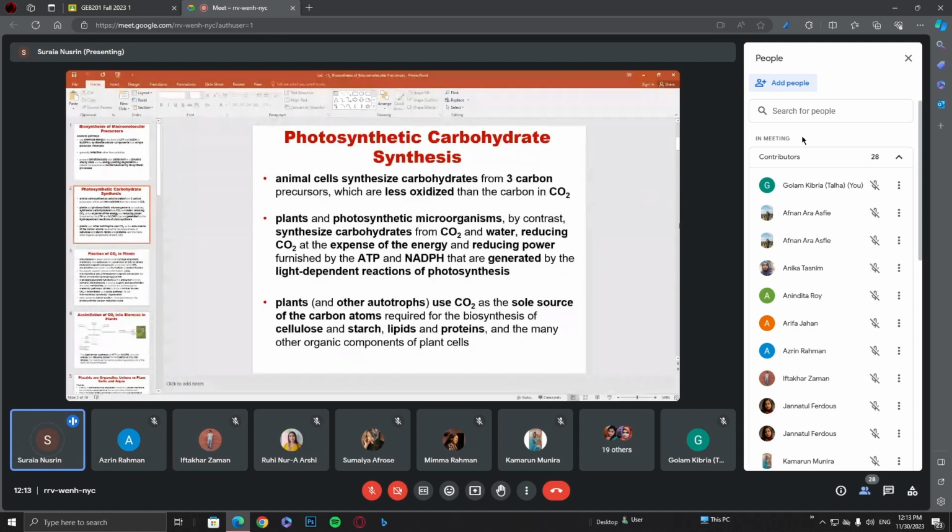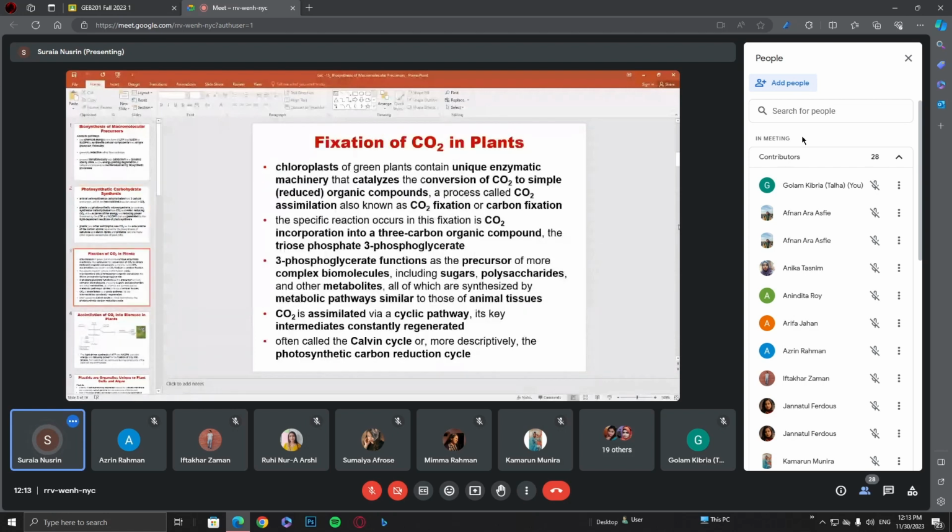Okay, now we know that plants are autotrophs, so they have the ability to use carbon dioxide as the sole source of carbon, and from there they get the precursor molecules, which they utilize to synthesize all the other macromolecules, whether it is different types of carbohydrates, lipids or proteins. Okay, so now we are fixing the carbon dioxide because carbon dioxide is present in the environment.